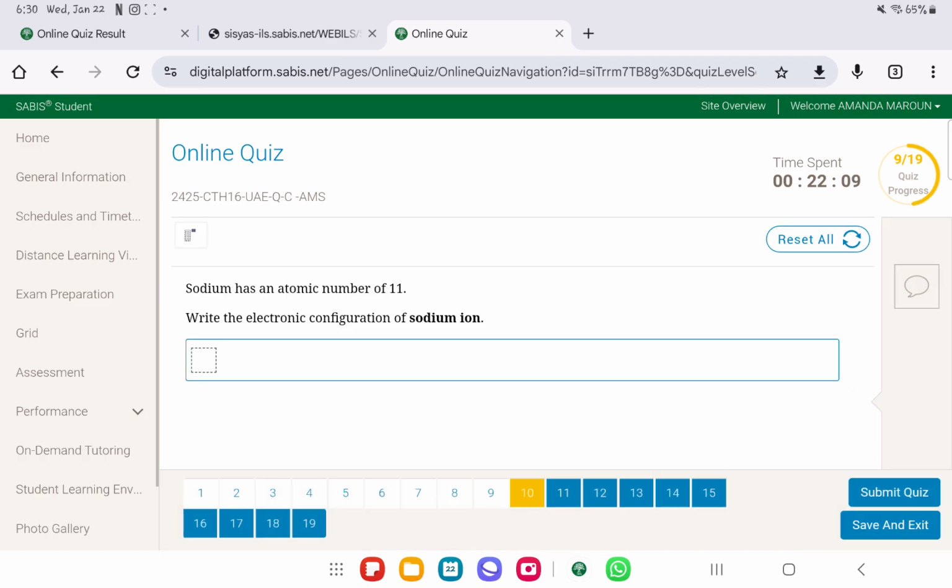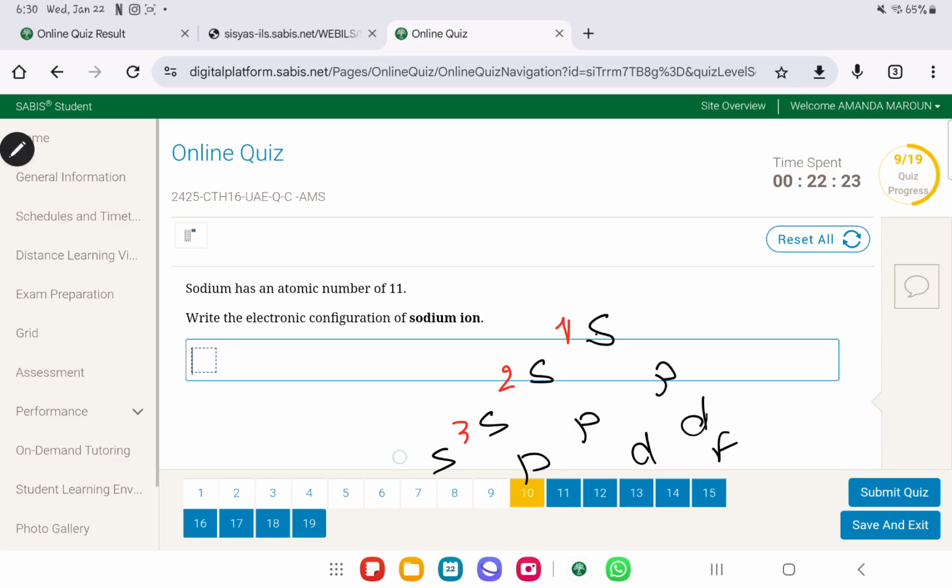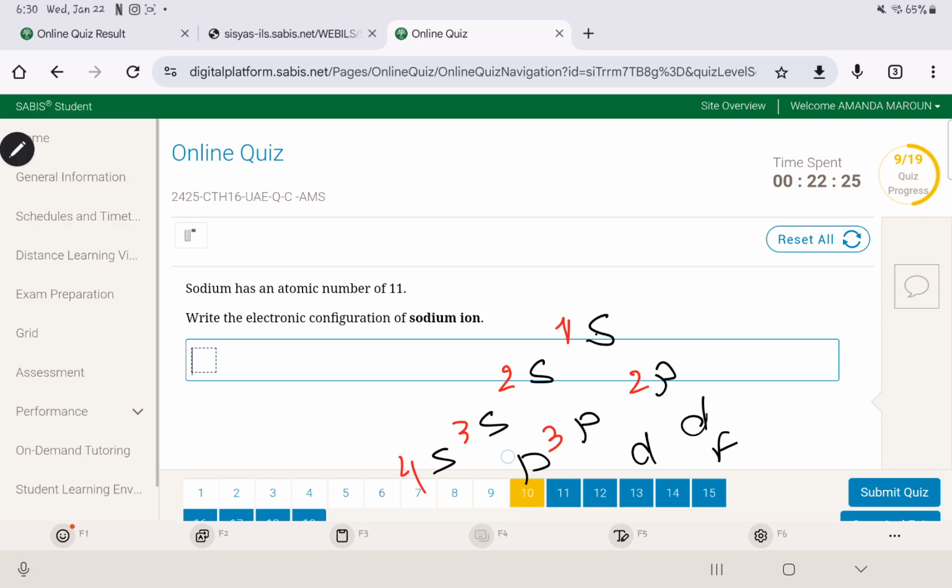Moving on to question number 10. Again, we need to write the electronic configuration of the sodium ion. So s, sp, spd, spdf. Then we have 1, 2, 3, 4, 2, 3, 4, 3, 4, 4. What do we need to fill? Pay attention. They told us sodium has an atomic number of 11. So if we do the configuration, it is 2, 8, and 1.